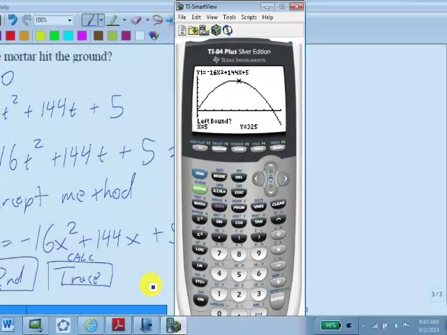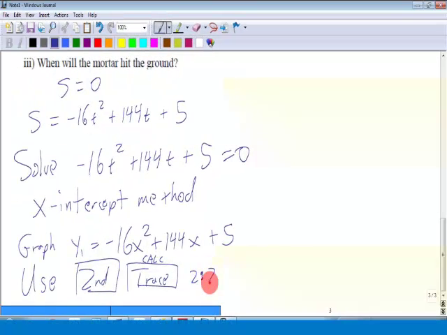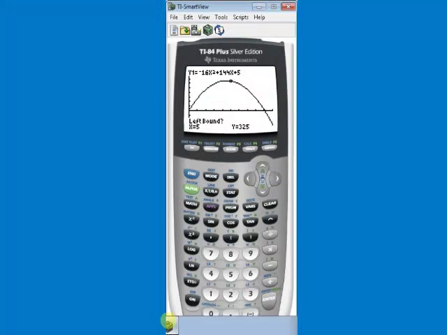Because what we want is the value of x, or multiple values of x possibly, that make it equal to 0. What number can I substitute in for t and get 0 for s? So we're finding the 0 of this expression. After pressing 0, it's going to ask for a left bound. If I successfully give it a left bound, it's going to ask for a right bound. And if I successfully give it a right bound, it's going to ask for a guess.